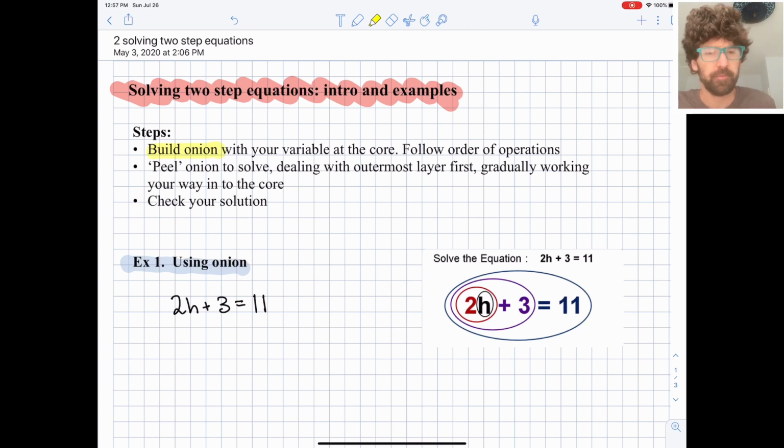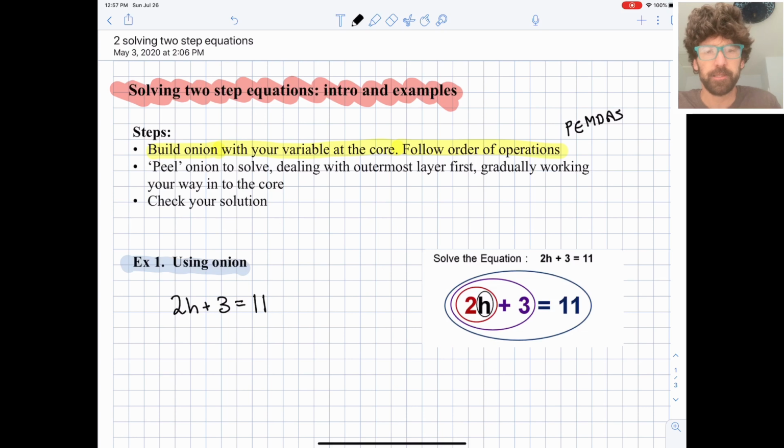We're going to build an onion, and I'll show you how to do that with your variable at the very center of the onion, at the core of the onion. We're going to do that by following order of operations, which is parentheses, exponents, multiplication and division, and then addition and subtraction, also known as PEMDAS. Okay?